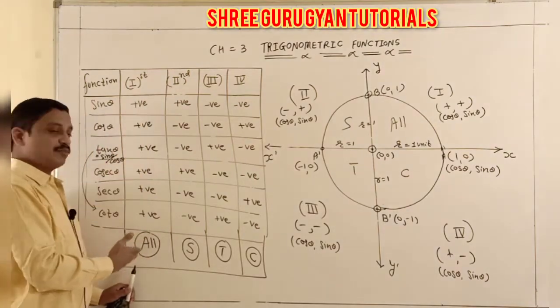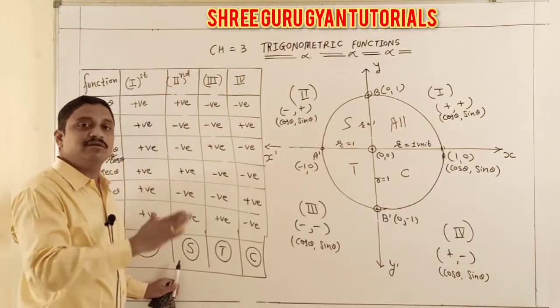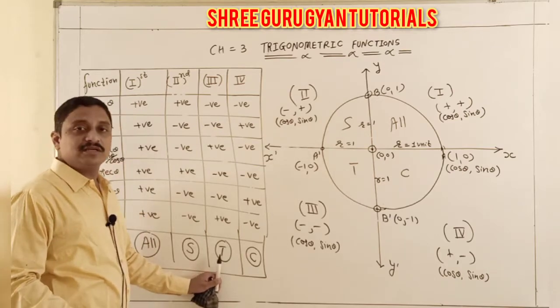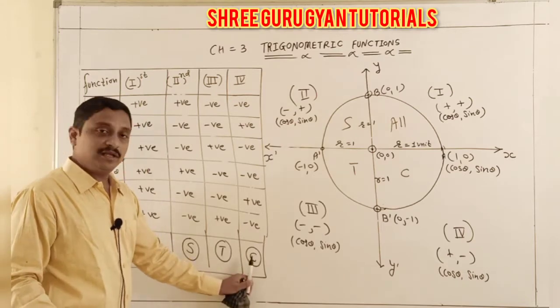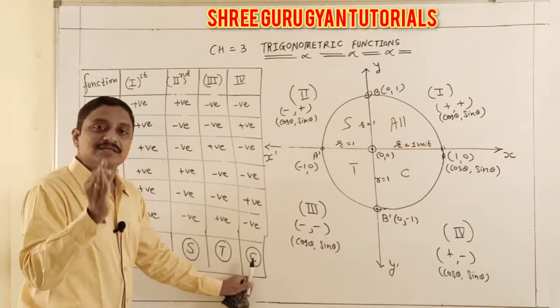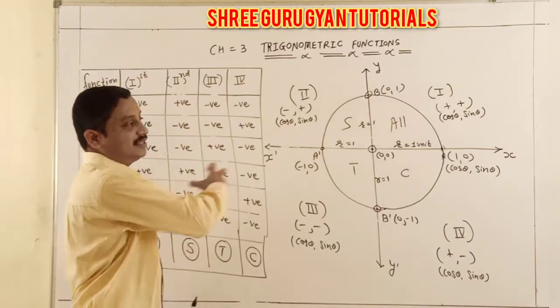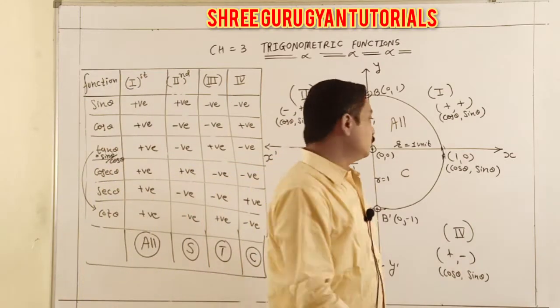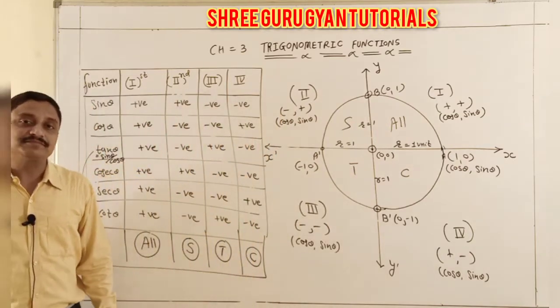All means all functions are positive in the first quadrant. S means sin and cosec positive, other are negative. T means tan positive, cot positive, other are negative. And C means cos positive, sec positive, other are negative. So you can easily learn this table by heart.